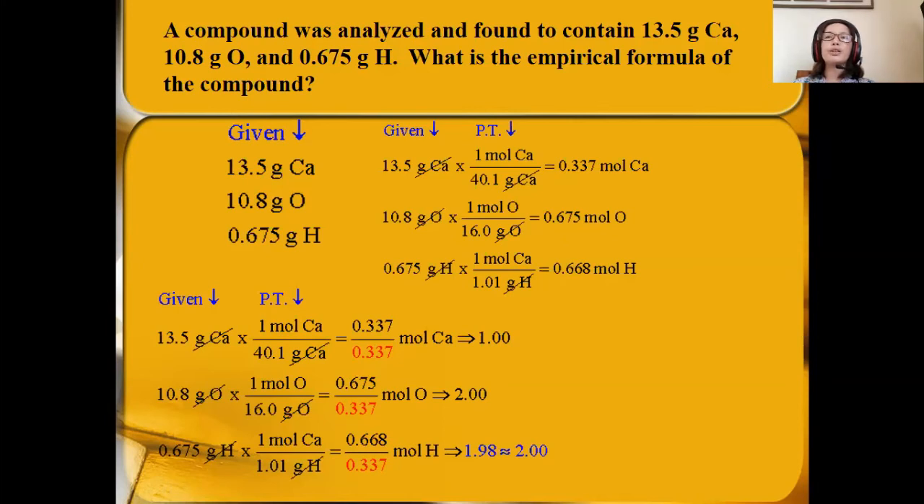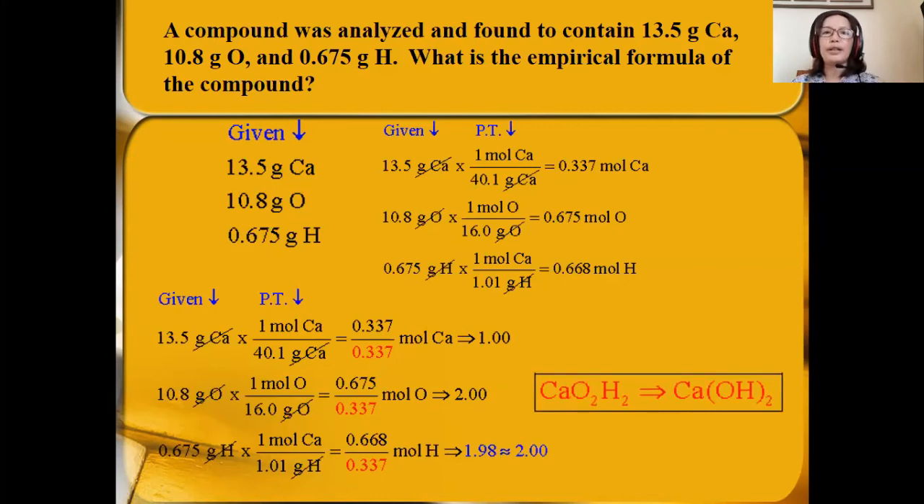So what's the ratio now? What is the empirical formula? If calcium is 1, oxygen is 2, and hydrogen is 2, so we have CaO2H2. That's correct. So we have calcium hydroxide. So that's the empirical formula of the compound.